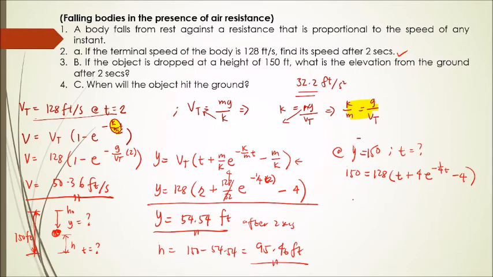So we can solve this, t is actually equal to 3.507 seconds. So this is the total time of the object in the air actually, from the drop at 150. So that is what we find here.